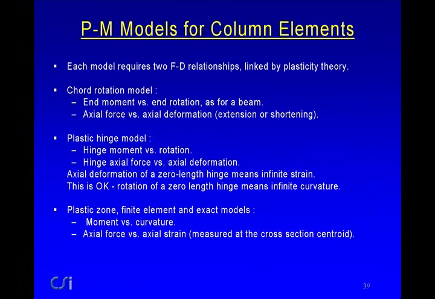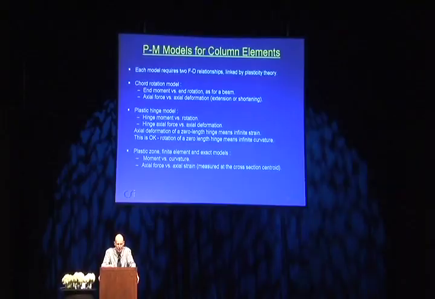So if you look at PM models for column elements, each model, and I'm talking here about a hinge model or a plastic zone model or a chord rotation model, are all the same. You need two FD relationships, one for bending, one for axial force, and the linkage between the two is through plasticity theory. Chord rotation model, you have an end moment versus end rotation, which is just like for a beam, and axial force versus axial extension or shortening.